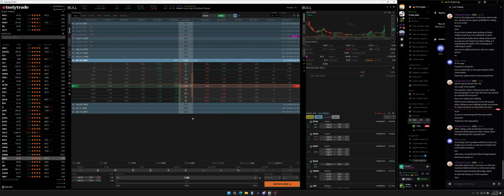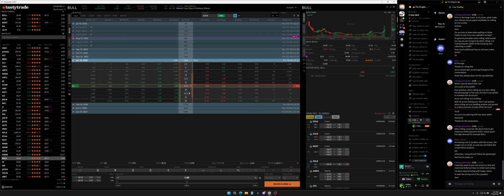And so worst case scenario here, assuming you like Bull and you want to hold it long term, is this moves down. You can still buy the shares at 17.50 for the put side, minus the $190 credit. So then you own Bull at an adjusted cost of like 15.60. So you own 100 shares of Bull at roughly $15.60.